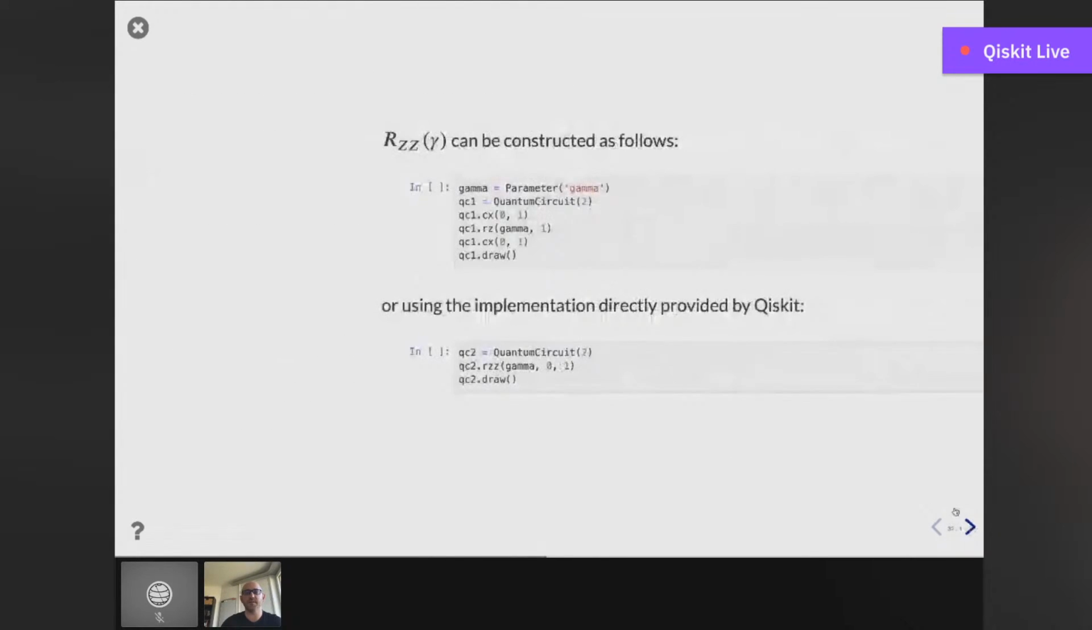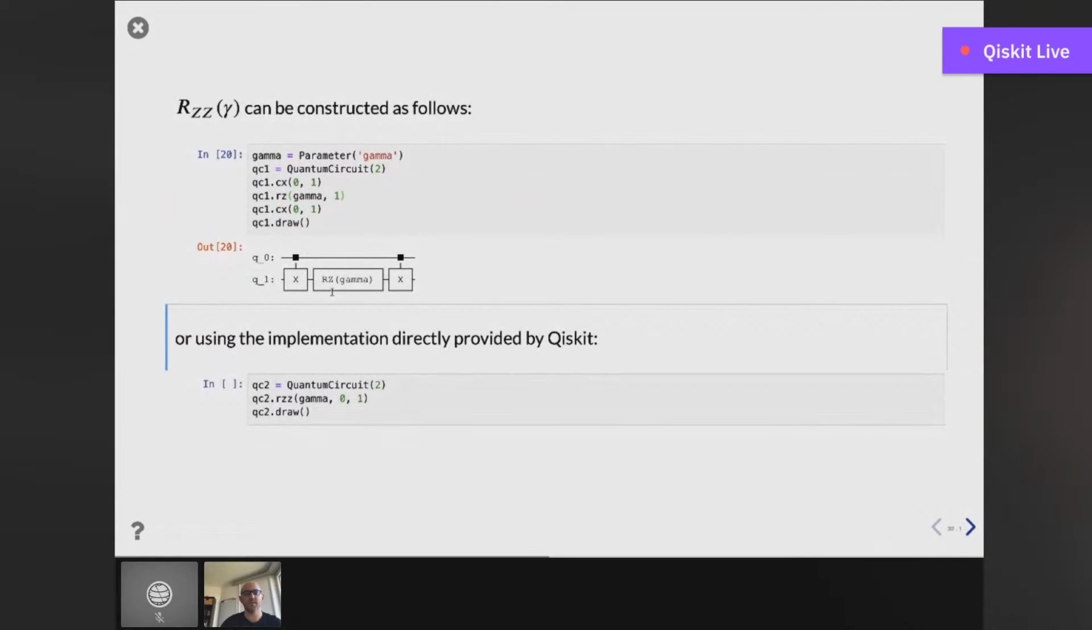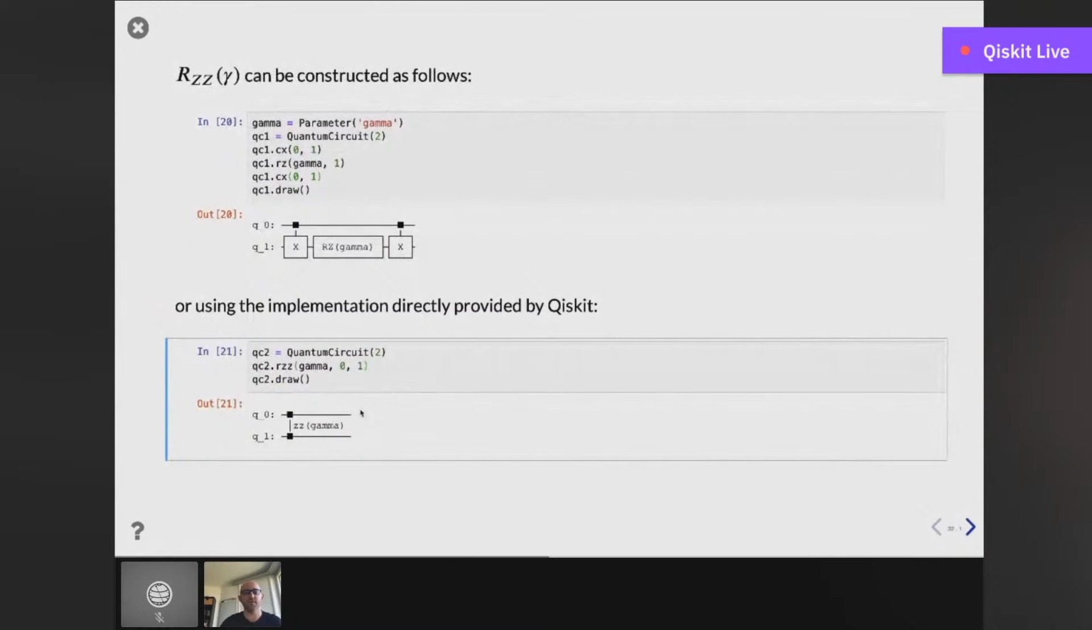So how does this RZZ gate work? This is a way to decompose it. You start on 2 qubits, you apply a controlled NOT gate, a Z rotation, and another controlled NOT gate. For convenience, this is also implemented directly in Qiskit, but in the end, it's decomposed again to this first version.